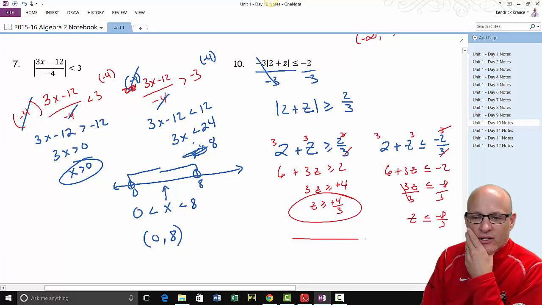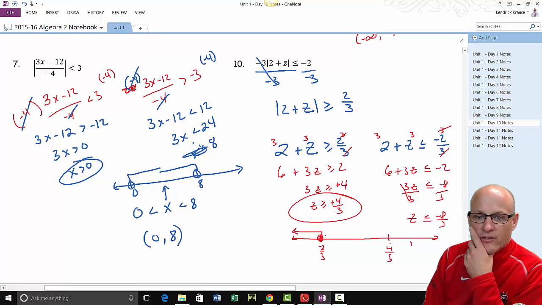And when I draw this on the number line, -8/3 is close to -3. So there's -8/3, less than or equal to, going off in that direction. And 4/3 should be somewhere over here on the positive side. 4/3. That's a 3. My computer's going crazy. And going to the right.